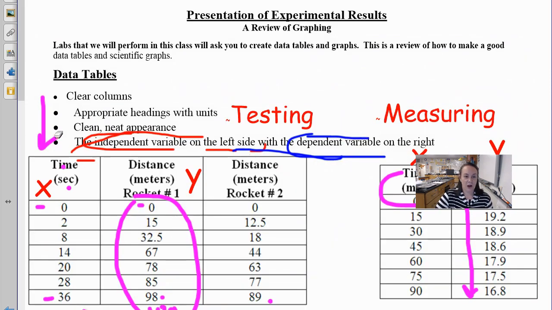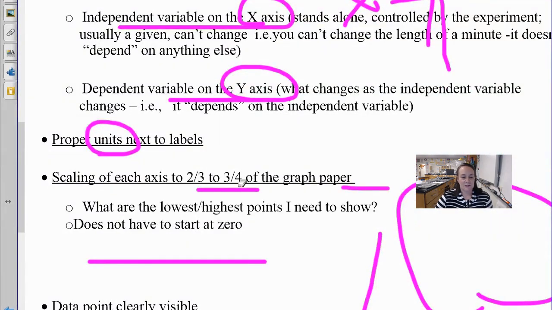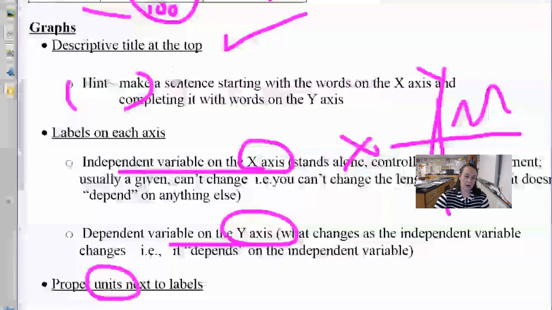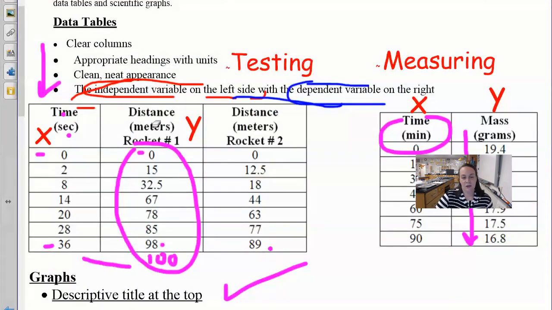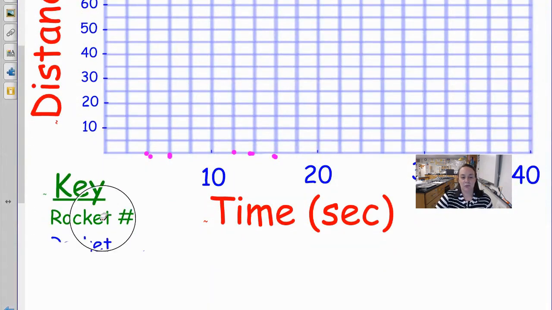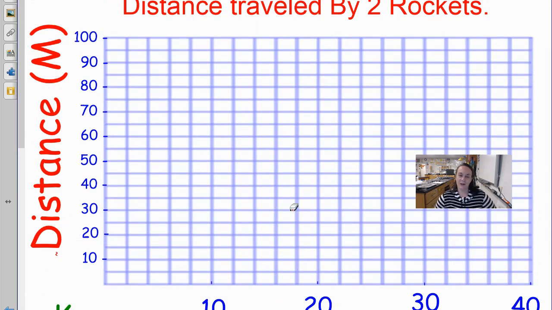All right, so to finish graphing this first data table, the next thing, we scale the axes, check, check. Data points clearly visible, key if needed. So we are going to need a key for this one. And you see that you have 2 rockets. So my suggestion is that you have a key somewhere off to the side. And I would say rocket 1, rocket 2. You can either make a solid line and a dashed line, or you can do 2 different colors if you have colors at your house. But either way, you need to have a key. Okay. Perfect. Good stuff.